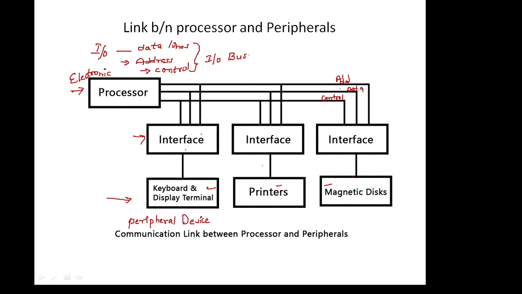So what is the task of this interface? This interface is used to decode the address and the controls received from the IO bus. Suppose the address of this is 100, the address of this is 50, and the address of this is 200. If the processor wants to communicate with the printer, it keeps an address of 50 on the address bus.